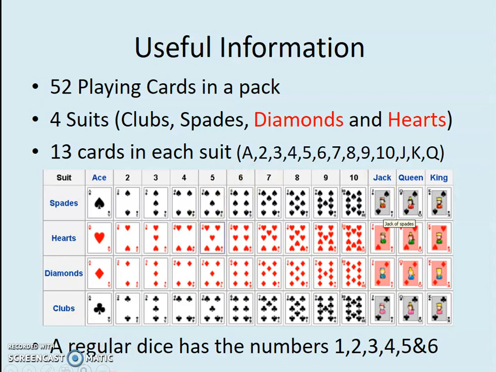A regular dice have 1, 2, 3, 4, 5 and 6, and a coin has 2 options, head and a tail.